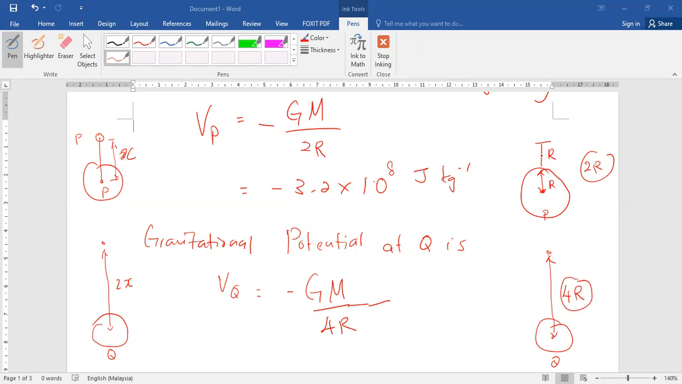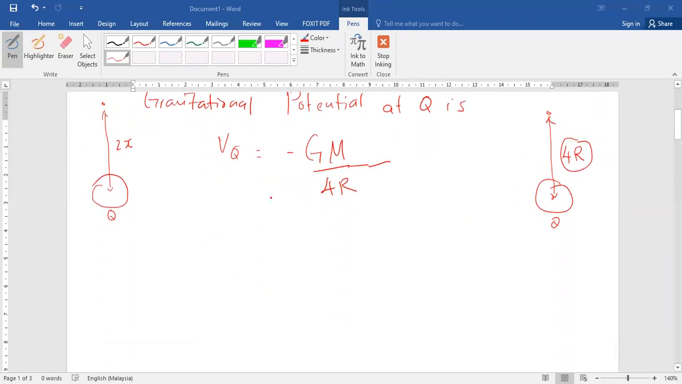Okay, next, hence, VQ is equal to negative 1.6 times 10 to the power 8 joule per kg, given. So now, the difference in potential.